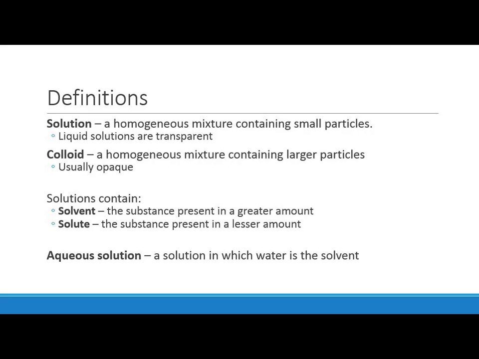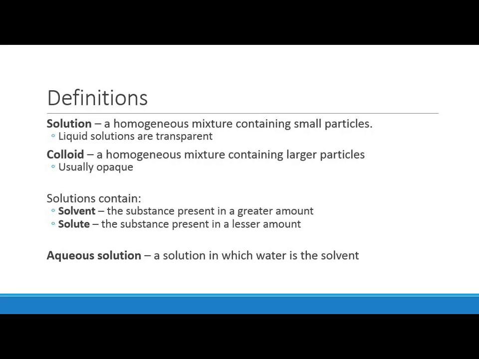Another example of a colloid would be jello. Right, jello, you can tell it's a colloid because if you take a laser pointer, you can shine it through and you can actually see the beam. You can feel like Luke Skywalker, waving your laser beam through your jello salad.